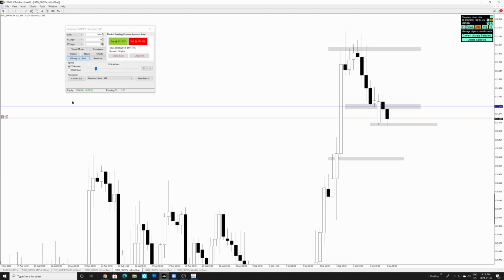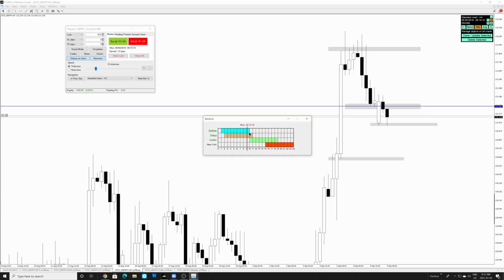Can you open the session tab? Wait, hold on. Can you open the session tab as you go about the simulation, please? Oh, okay. Yeah, there we go.